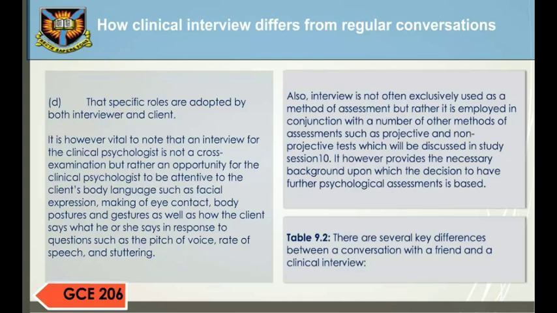Also, interview is not often exclusively used as a method of assessment, but rather it is employed in conjunction with a number of other methods of assessment, such as projective and non-projective tests, which we discussed in study session 10. It, however, provides the necessary background upon which the decision to have further psychological assessment is based. There are several key differences between a conversation with a friend and a clinical interview.